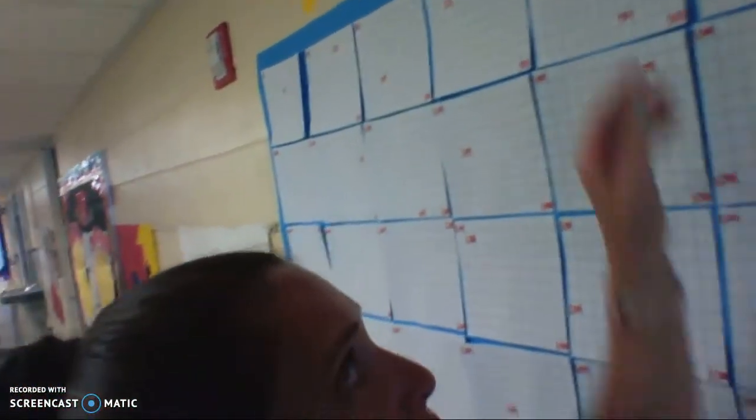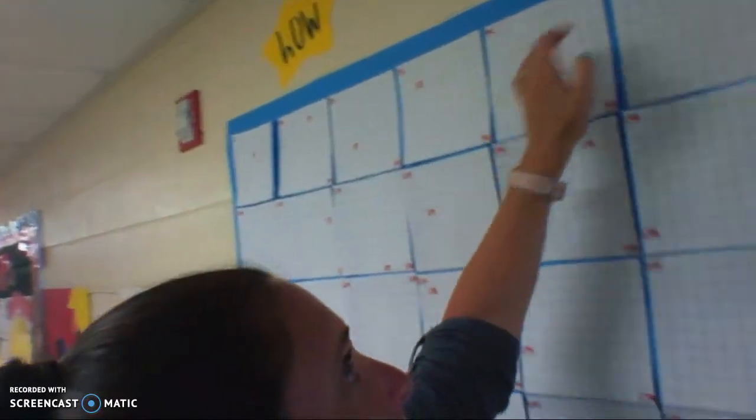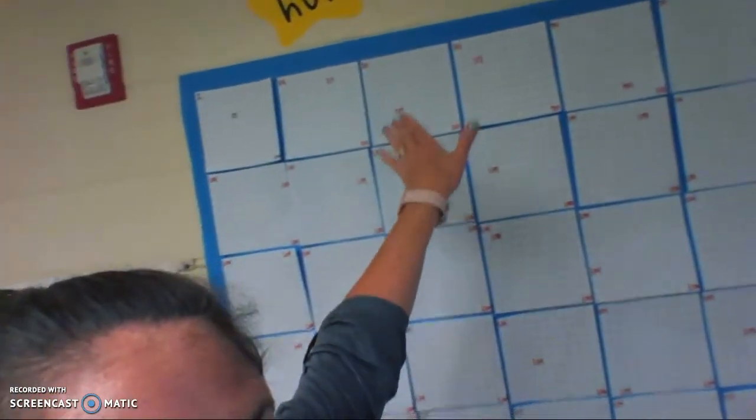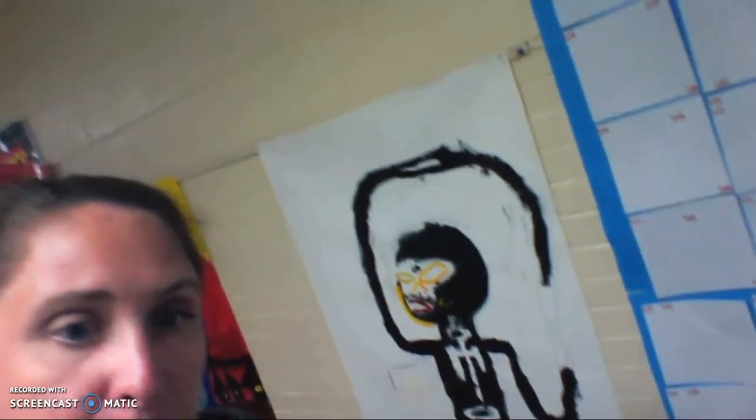We can count just to make sure. 1, 2, 3, 4, 5, 6, 7, 8, 9, and 10. Now, how many hundreds does it take to make 10,000? Well, there's 10 in that first row, and we go down 1, 2, 3, 4, 5, 6, 7, 8, 9, 10. If it's a 10 by 10, how many hundreds is it to make 10,000? It's 100.